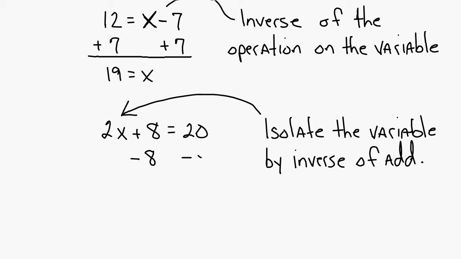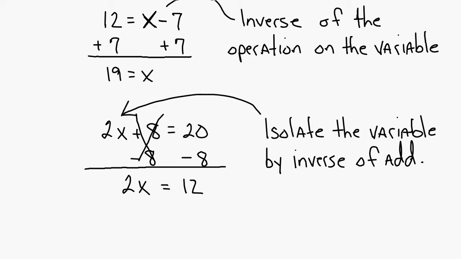So you're going to subtract 8 from each side. Now watch what happens. The same thing happens that happened last week. This cancels. And 2x is going to be equal to 12. Your next step is going to be to solve. But now you're going to be doing the inverse of multiplication, because 2x means 2 times x.